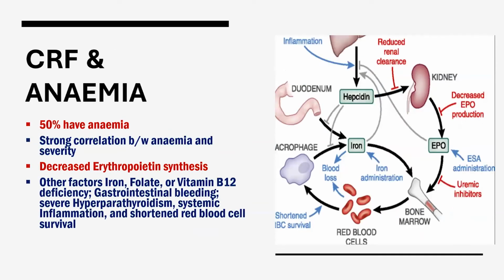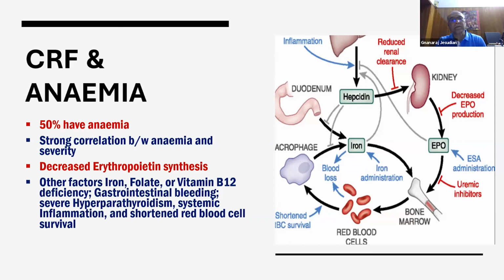And have you noticed the hemoglobin of the patients with the renal failure? Most of them have severe anemia. And there is a strong correlation between anemia and the severity. So if the renal failure is more severe, the hemoglobin level is lower. The reason is that kidney is what produces erythropoietin. Erythropoietin is a chemical which is necessary for production of the red blood cells.